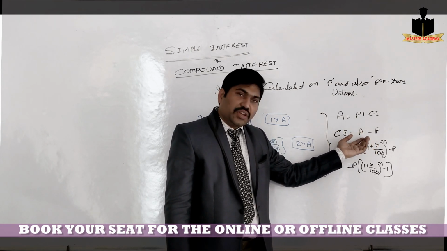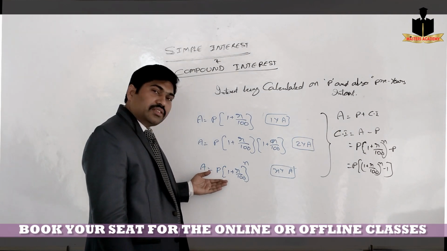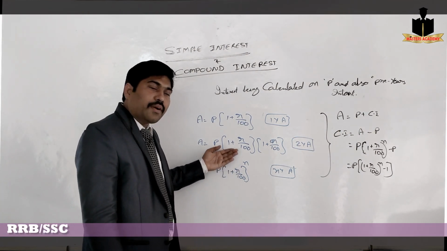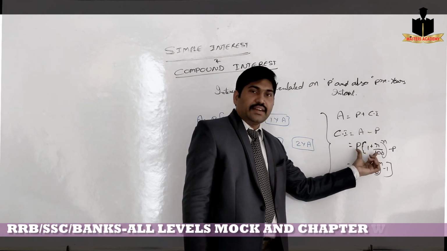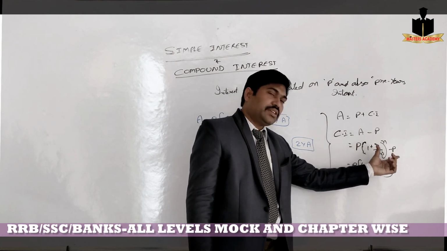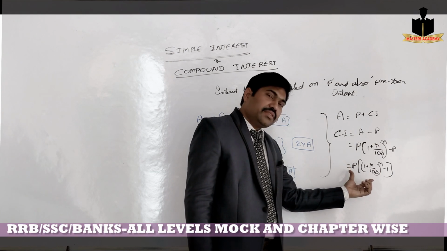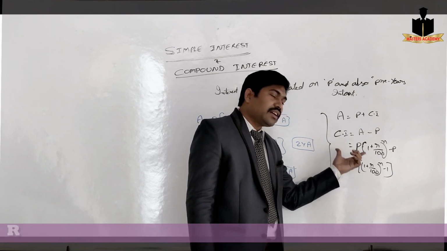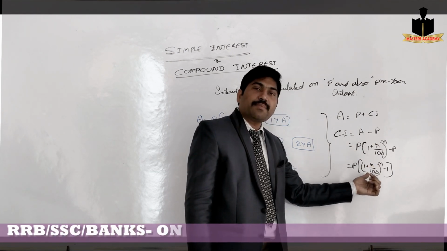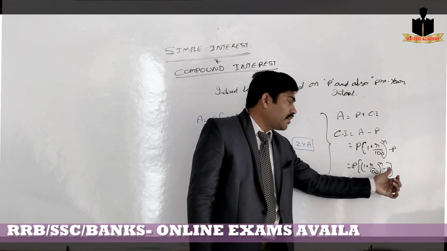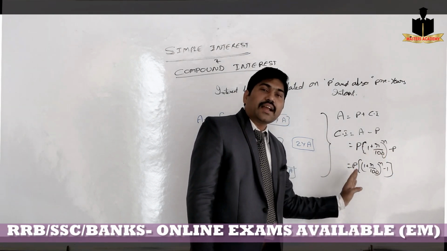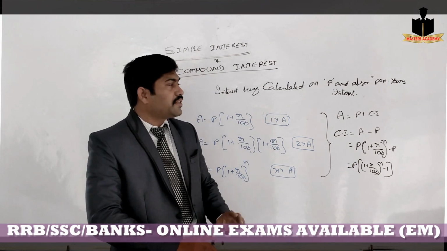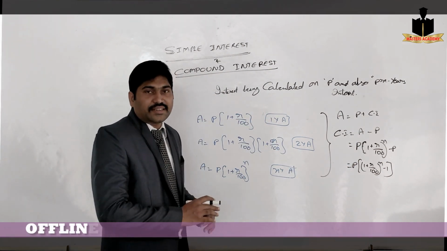As we know already, the principal amount times (1 + r/100)^n is the total amount. That total amount is duplicated here and substituted, and P is taken common. That means this is the final formula to calculate the compound interest: P times ((1 + r/100)^n minus 1). How did it come? Because P and P are here, we just made P common. So this is the formula according to simple interest and compound interest.